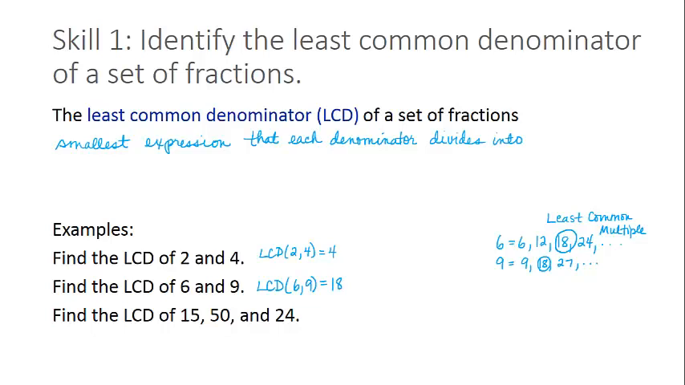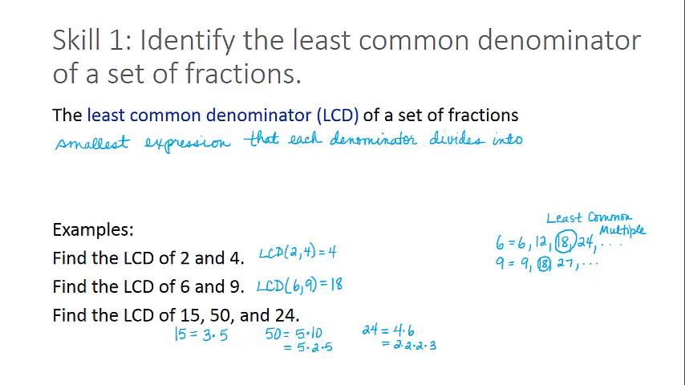To find the least common denominator of fractions whose denominators are 15, 50, and 24, this one's a little bit more involved, so another way to do it is to look at the factors of each of those numbers. If we factor 15, 15 is 3 times 5. 50 is 5 times 10, but then we can factor 10 further to be 2 times 5. And 24 is 4 times 6, but factoring each of those factors further gives us 2 times 2 times 2 times 3.